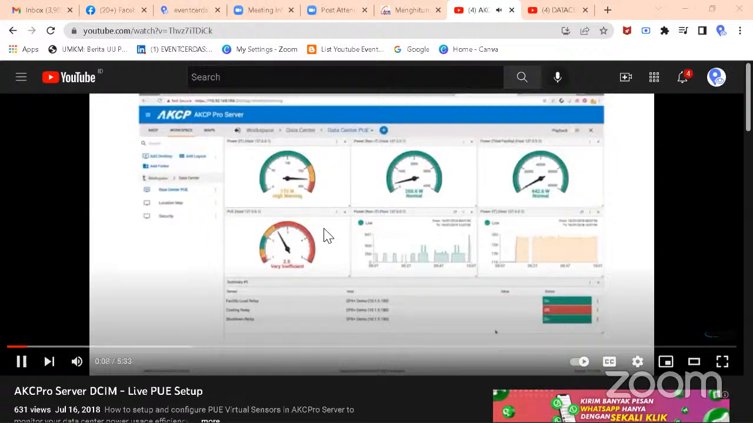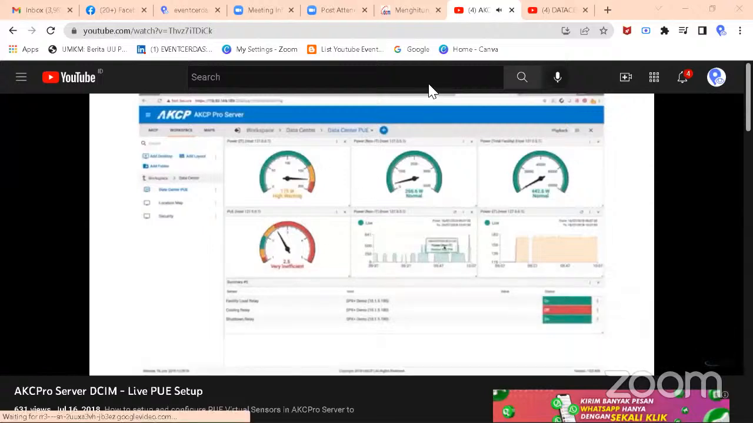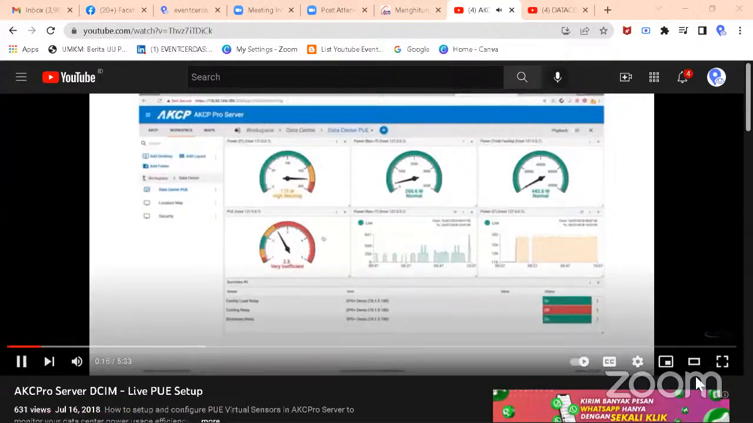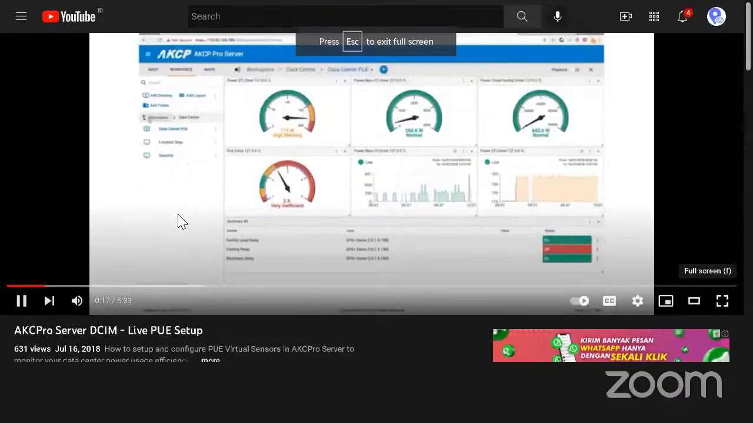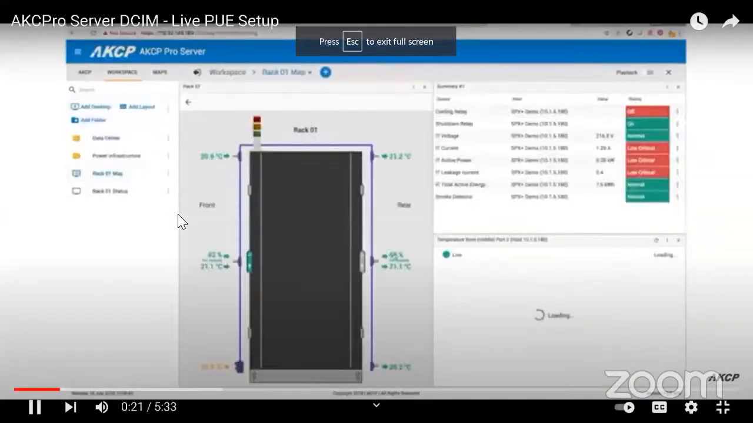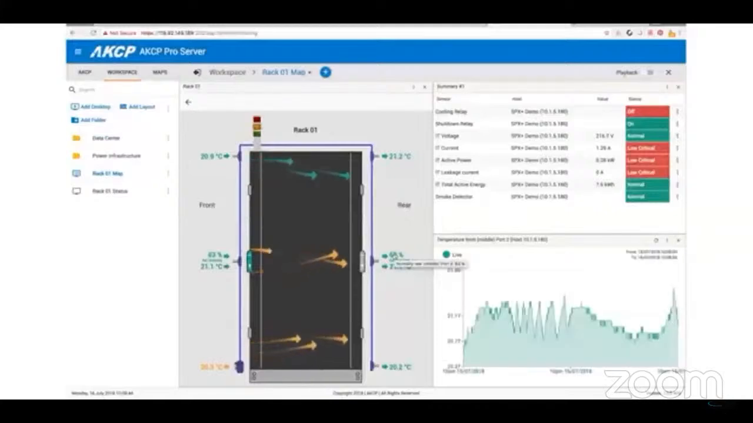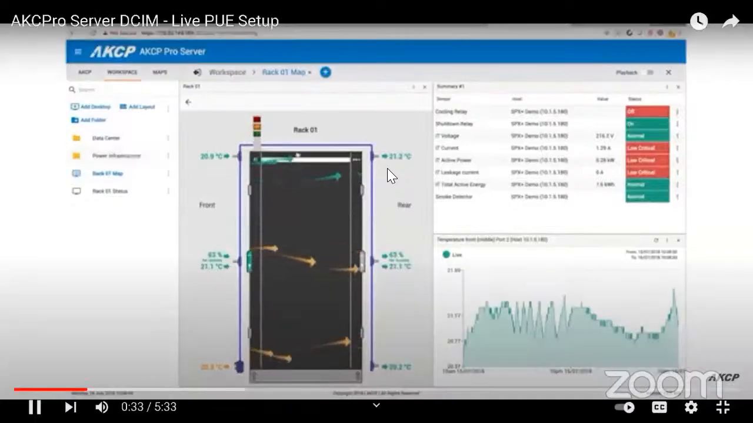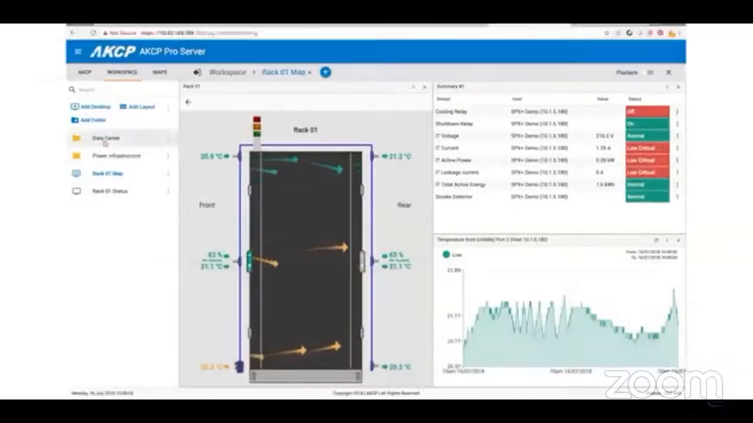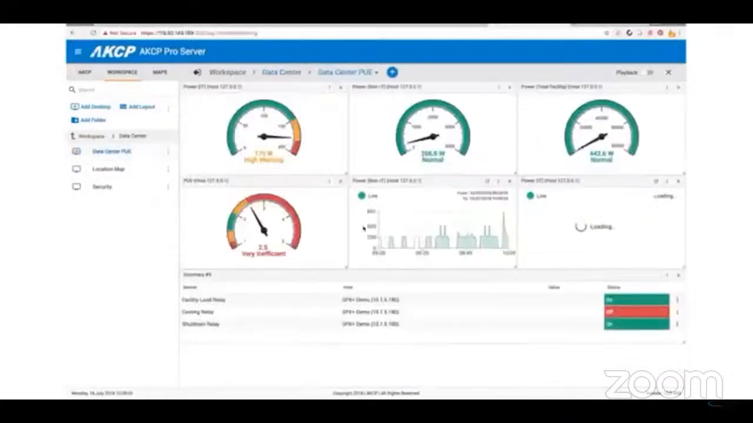Pro server at the PUE features and how we could use the PUE virtual sensors for live PUE calculations, and in addition to that, how we can then use our rack maps to make sure that at the same time as maximizing our efficiency, we're also not overheating any of our servers. So in previous videos, we've already looked at how to set up the rack maps. So today, we're just going to look at the configuration and setup of our PUE virtual sensors.